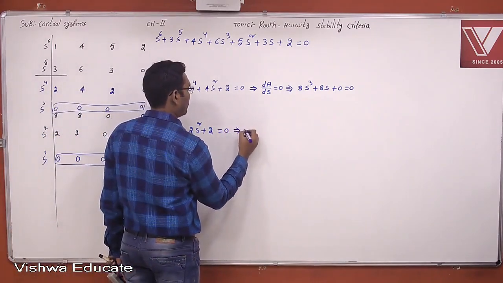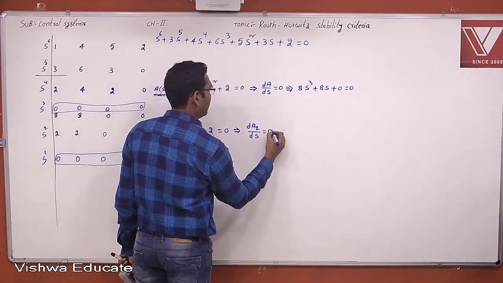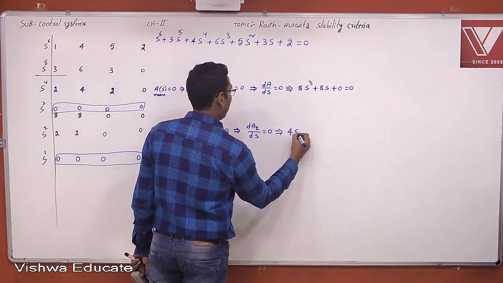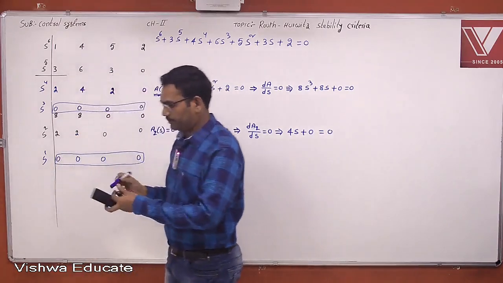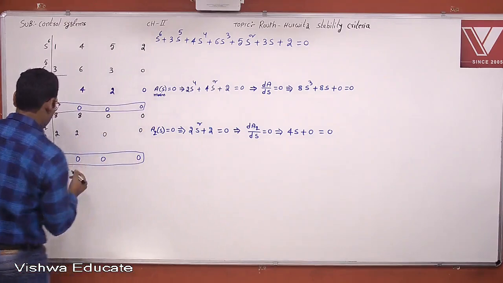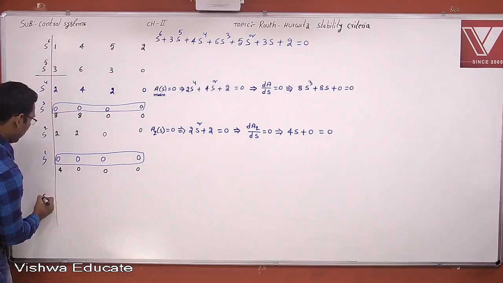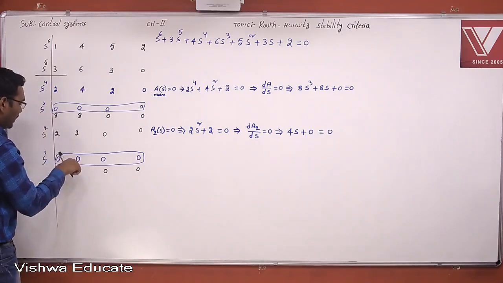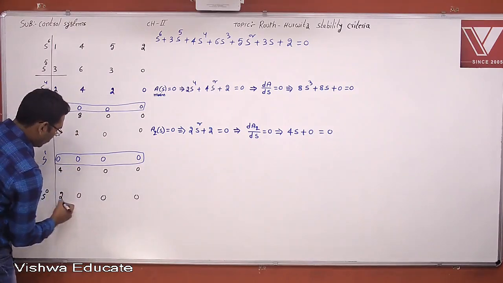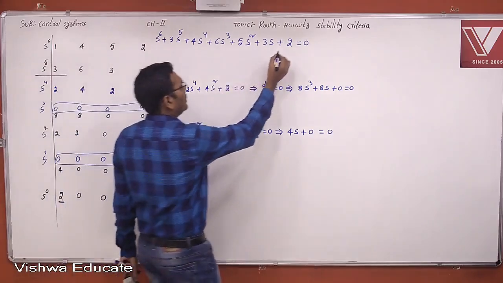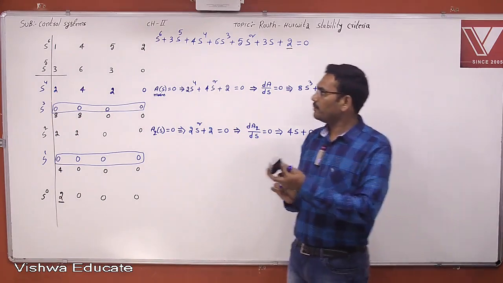Now again differentiate the auxiliary equation. Differentiate the second auxiliary equation with respect to s and equal to 0. Now this is 4s plus 0 equal to 0. Now replace the quotients with the differentiation of the auxiliary equation. Now this is 4, this is 0, 0, 0, continue. Now s power 0, 4 into 2, 8 minus 0 by 4, which is equal to 2. And you know that the last row first element is a constant in the characteristic equation. Therefore all these calculations are correct. Okay.